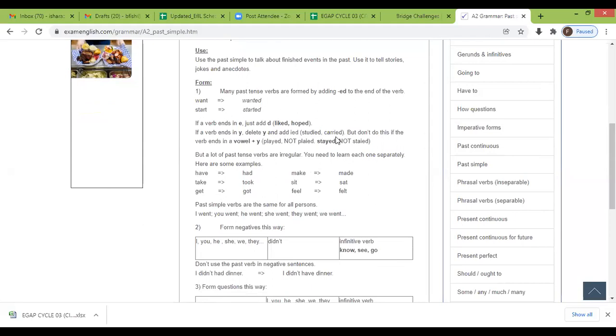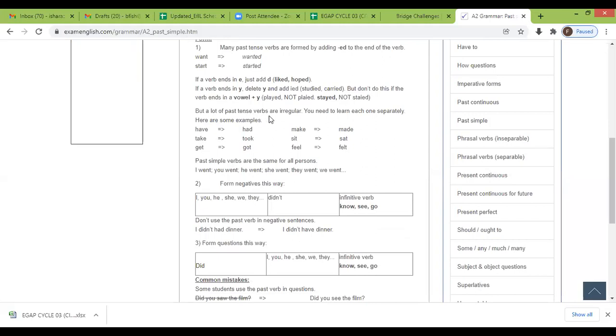Studied, carried. Now we know study is spelled S-T-U-D-Y. If you want to convert it into past tense, you remove the Y and add I-E-D. And if the verb ends in a vowel, then you just add the D to it and write it. So played is incorrect, stayed is correct. So you have to see that you write it correctly here. This is the correct one.